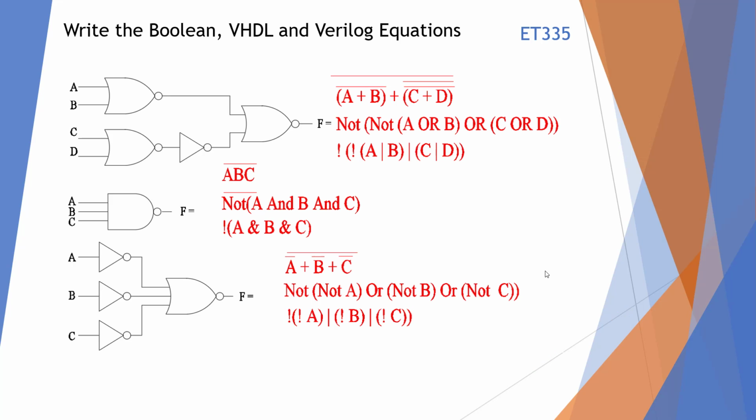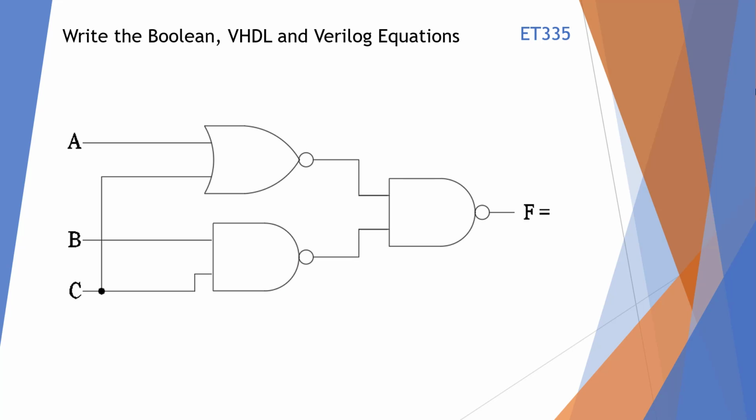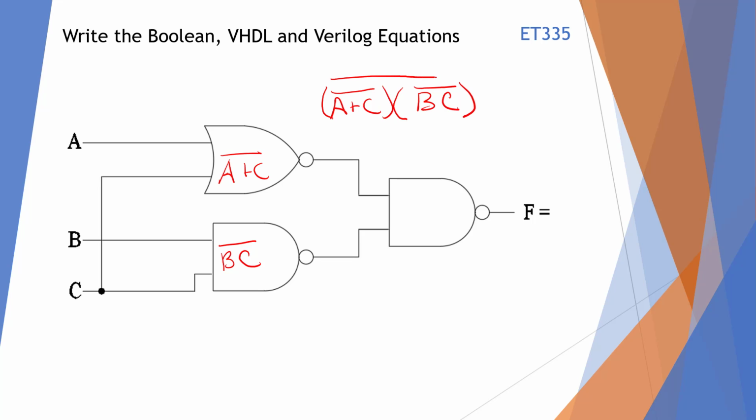Here are the CAD answers for our homework, and it looks good. Here's our last logic diagram. Let's convert it to Boolean here. So we're going to have A plus C bar, and here we're going to have B times C bar, and our Boolean is going to be A plus C bar. Let's put a parenthesis around it so we could multiply it. B, C, and we're going to put a bar all over it because of the and.